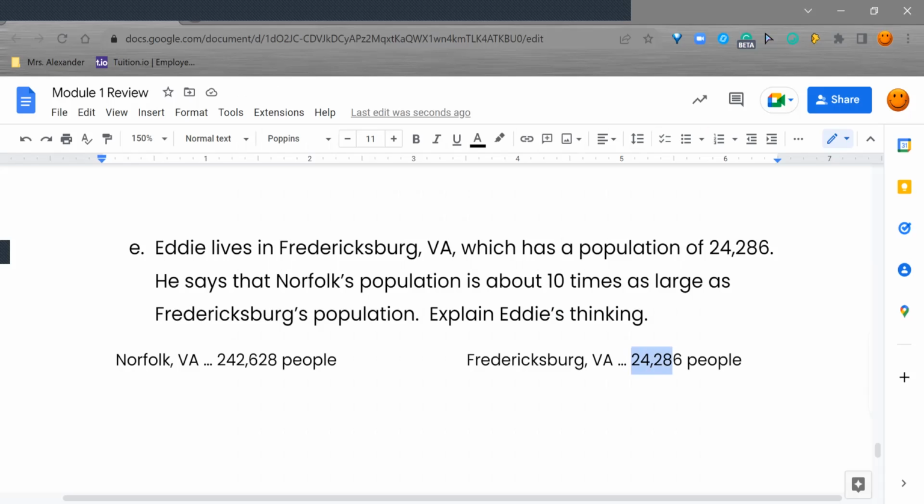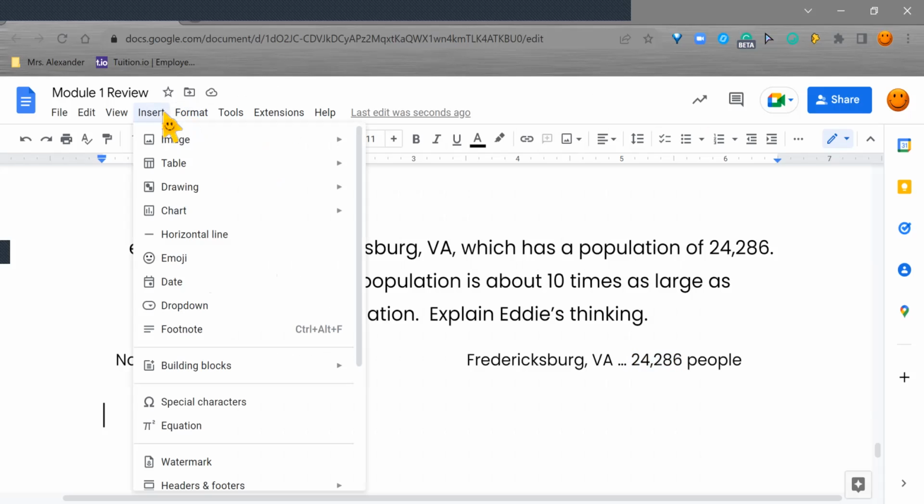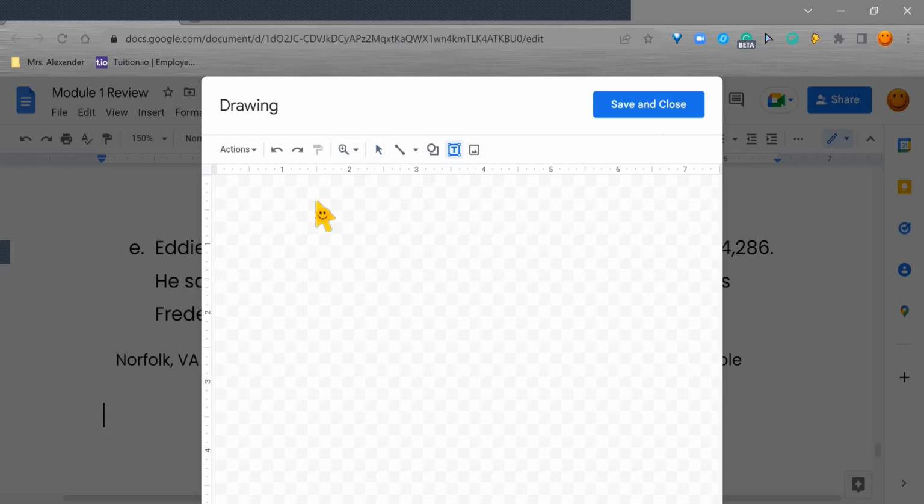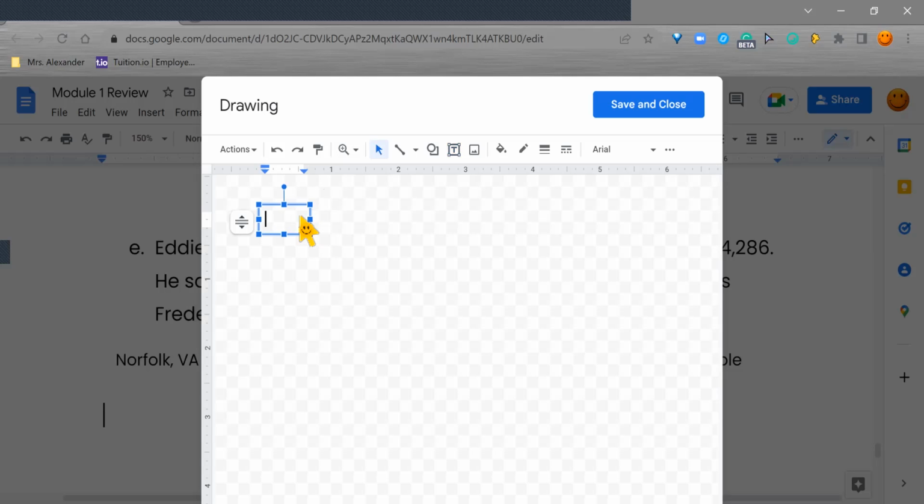I need this number, you guys. So I'm going to hit Control, highlight it, hit Control C. Now right under here, I'm going to insert my drawing, hit New. I'm going to create a text box. So I'm hitting the T. And now I'm going to draw a box. And then I'm going to go Control V. It's going to give me my number.